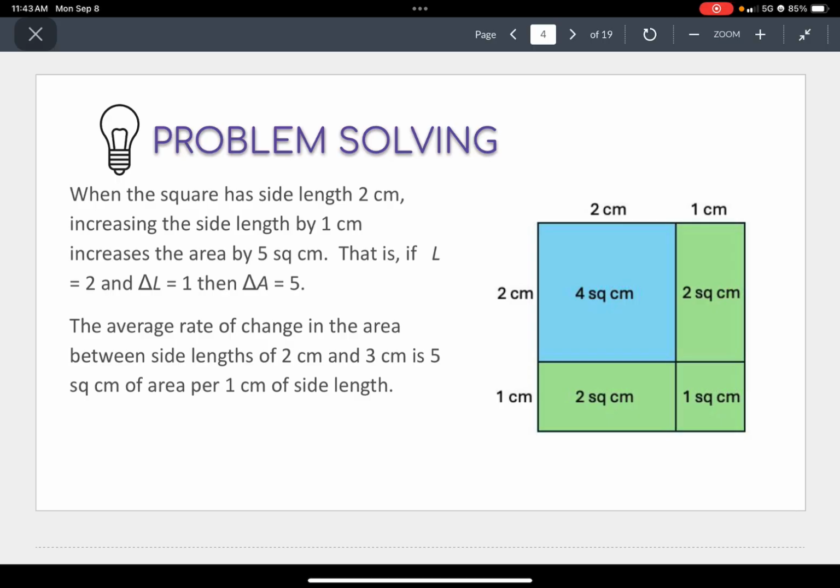We notice that the change in the side length was 1, so we denote delta L equals 1, and we observe that originally L was 2. The average rate of change in the area between the side lengths of 2 centimeters and 3 centimeters is 5 square centimeters of area per 1 centimeter of side length.